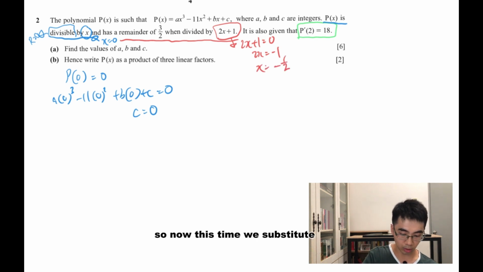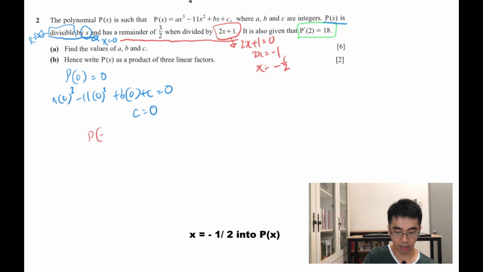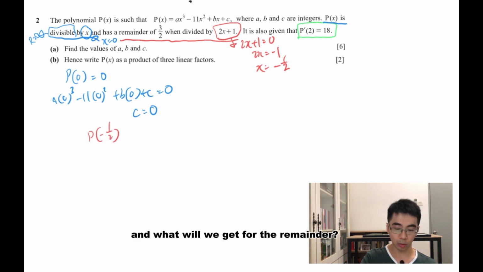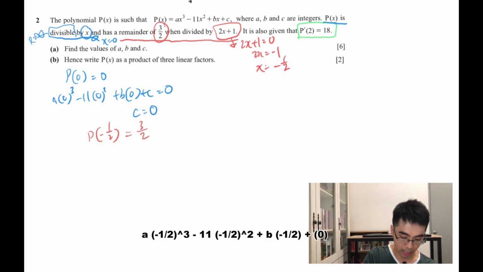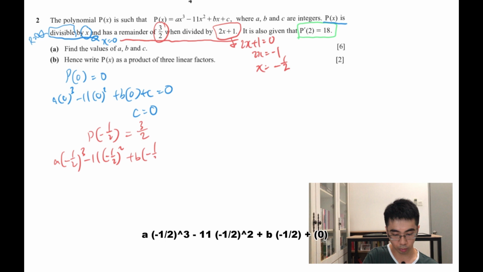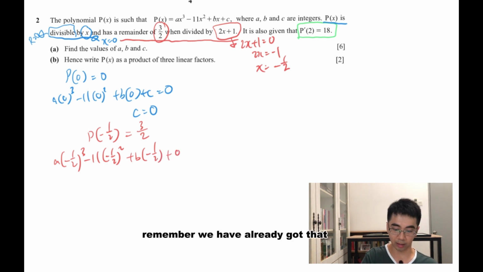Okay, so now this time we substitute negative 1 over 2 into the P of x. And what will we get for the remainder? The remainder will be 3 over 2. So it will give you 3 over 2. And then we just do it. A times negative 1 over 2 to the power 3, and then minus 11 times negative 1 over 2 to the power 2, and then plus b times negative 1 over 2, and then plus c. Oh, c is 0. Remember, we have already got that. So it will be equal to the remainder. The remainder is 3 over 2.